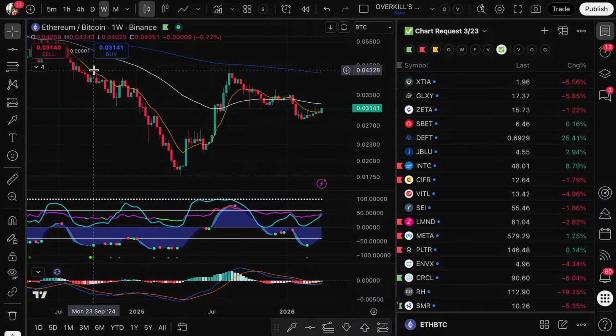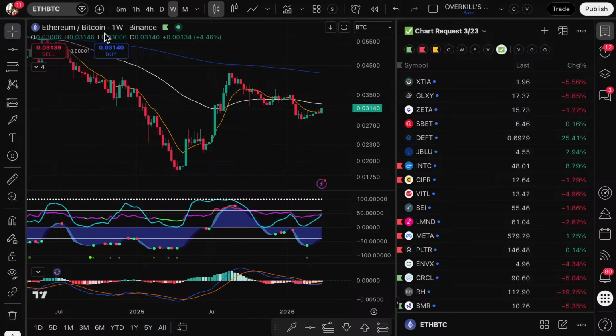Before we get into chart requests, I just wanted to talk about one chart here real quick, guys. This is the Ethereum to Bitcoin chart. What this measures is the performance of Ethereum to Bitcoin. In layman's terms, if I'm speaking to you like you're in 5th grade, when this is going up, altcoins and Ethereum are going up. Ethereum is outperforming Bitcoin when this is going up.